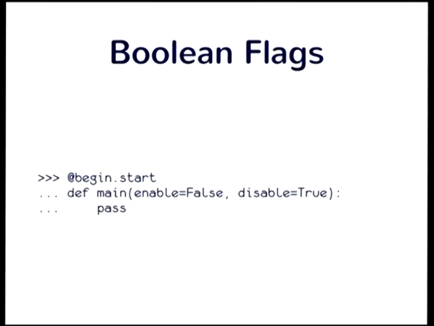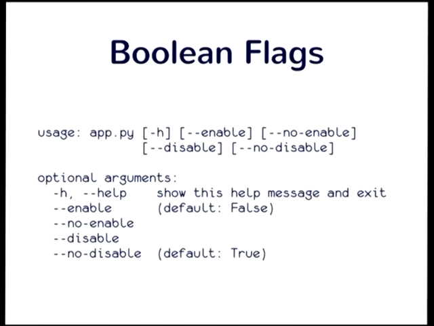Boolean flags are special cased. So when begins is inspecting your function signature and it discovers that enable and disable have default values that are Booleans, the command line output, rather than accepting a true or false string, will give you --enable and --no-enable, and likewise.